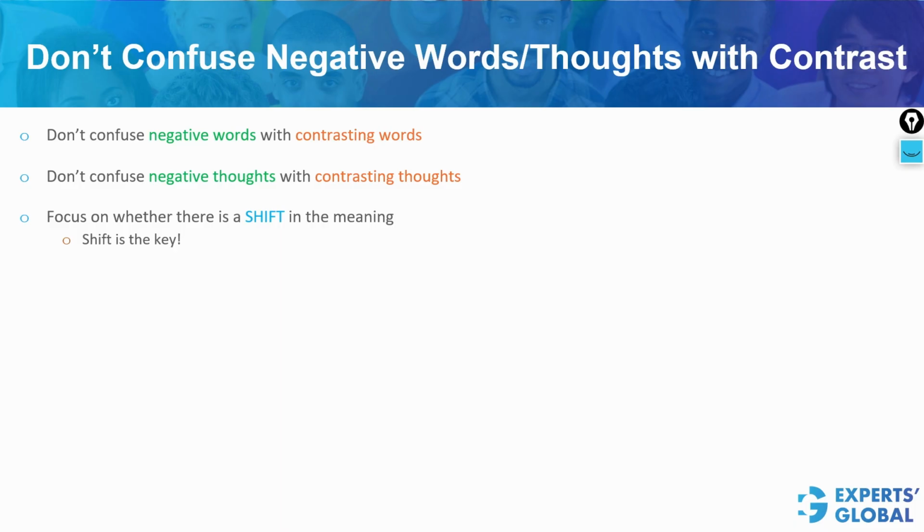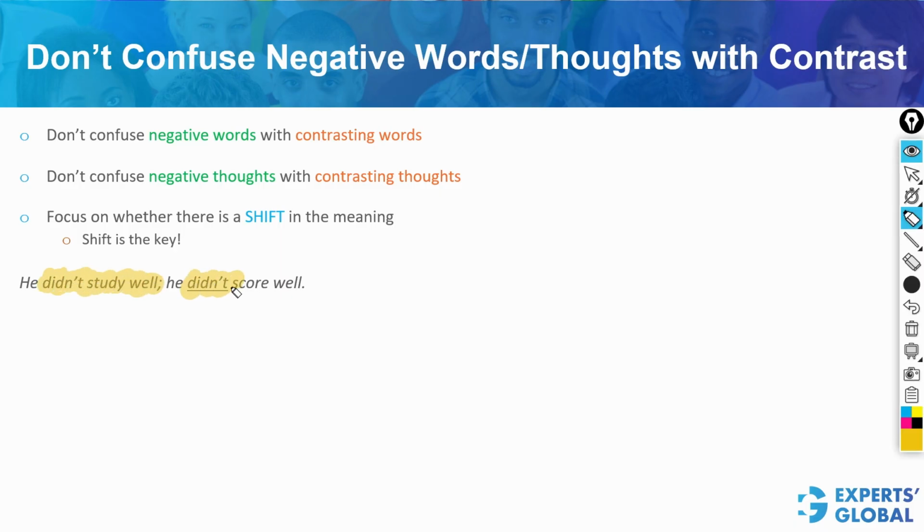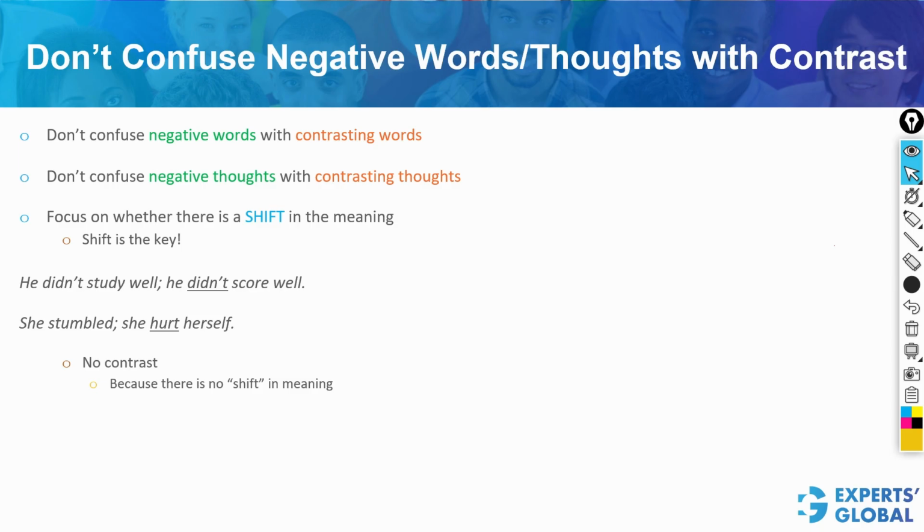For example, look at this sentence. He didn't study well, he didn't score well. There is no contrast here. A negative action and a negative consequence. There is no shift in meaning. Similarly, she stumbled, she hurt herself. Once again, a negative action and a negative consequence. Sad, but no contrast. Very important. Please understand, these two sentences do not feature a contrast because they do not feature a shift in meaning.